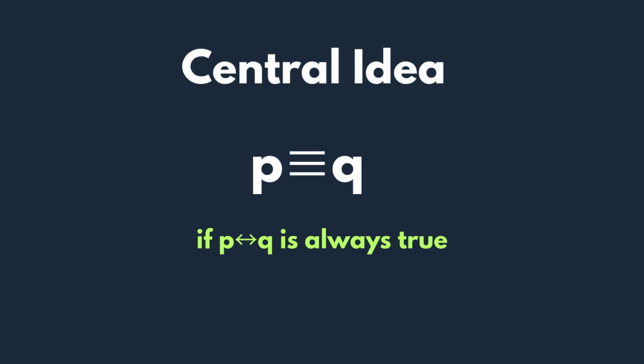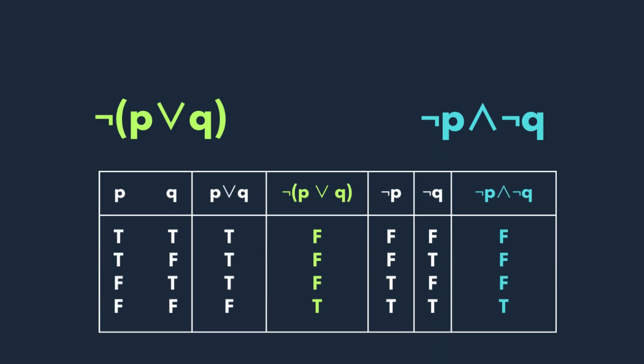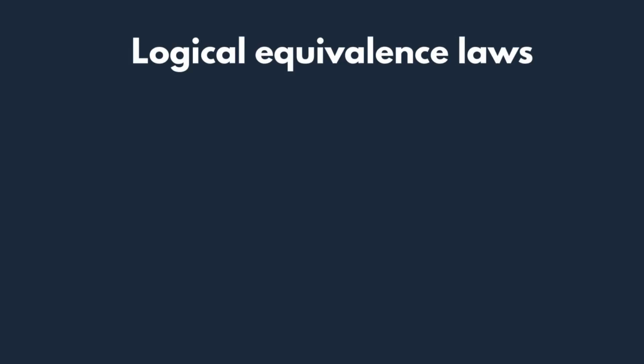Now we are ready for the central idea of this lesson. Two compound propositions are logically equivalent if their biconditional is a tautology. When this happens, we say that P and Q carry exactly the same logical meaning. Consider these two expressions. Although they look different, their truth values match in every possible case. That makes them logically equivalent. To work with equivalence confidently, we need reliable transformation rules. These are called logical equivalence rules.